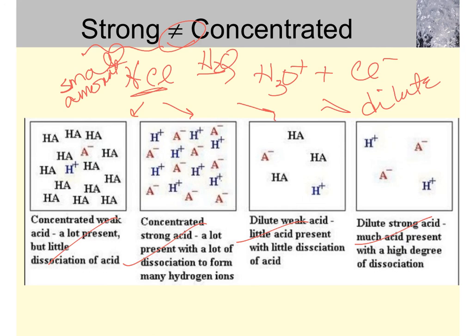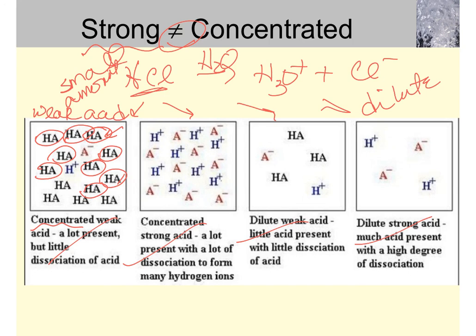Let's look at the first one. What you should be able to glean from this first one is that this is a weak acid, because I'm seeing a lot of intact HA molecules. And remember, what does a strong acid do? A strong acid completely dissociates. You wouldn't see any of these intact original molecules left. But even though it's a weak acid, there are a ton of them dissolved. So it's a concentrated weak acid.